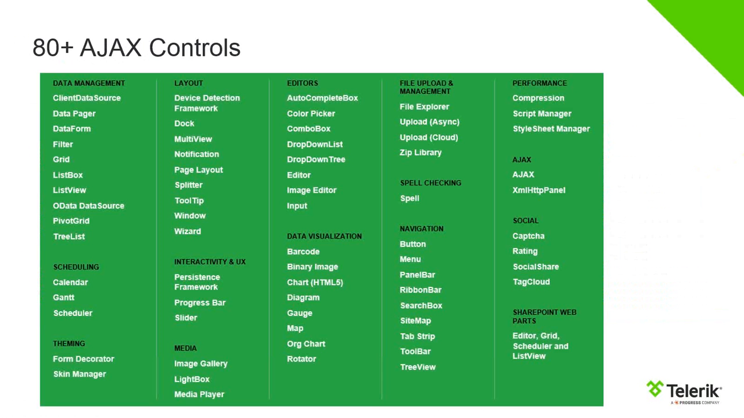So we have controls for data management, scheduling, theming, layout, interactivity, media, editors, data visualization, file upload, spell checking, navigation, performance, AJAX, social, SharePoint web part. What I'm trying to point out here is you identify the area where the control is needed, and just come over here and see, we have a control for that. If you have data management needs, we have a lot of controls for data management needs.